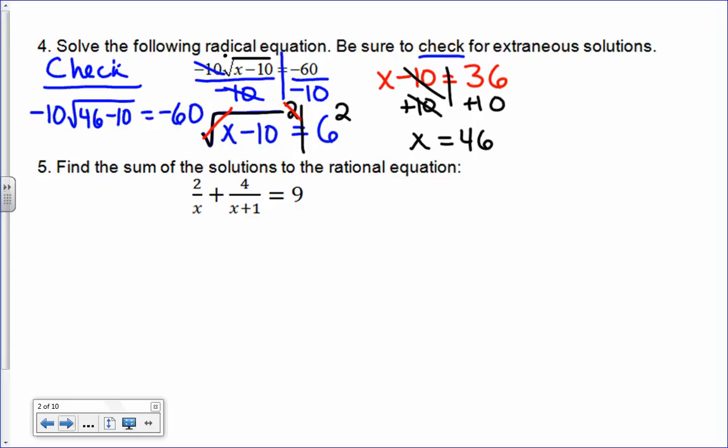Okay? Now, what you would do is type in this left-hand side in your calculator. Punch negative 10, and then you'd hit second x squared to get the square root. Underneath, you put 46 minus 10. If it equals negative 60, it checks out. And in this case, it does. So the answer, go back and circle it, is x is 46, because it makes that radical true.